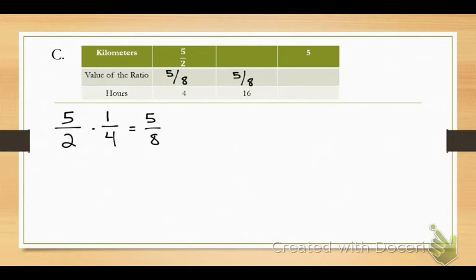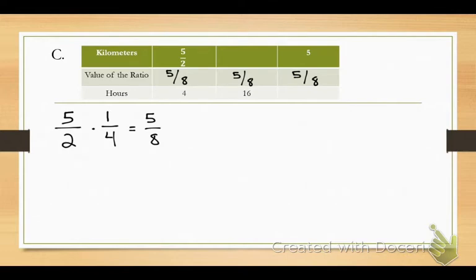Which means if I travel 16 hours, I can use this ratio, this value, to figure out how many kilometers I would travel. And on the flip side, if I travel 5 kilometers, I can use the value of my ratio to figure out how many hours that would take. So for the second block, if I drive 16 hours and the value of my ratio is 5/8, how many kilometers did I travel? Do you see how I'm doing that with my words? You're about to do it.